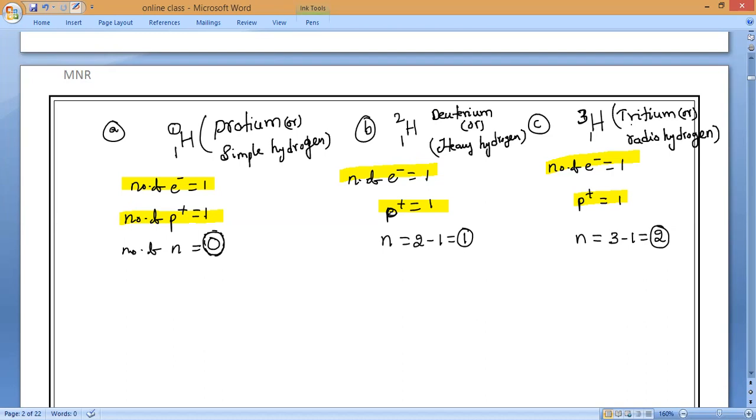Anyone having any doubt? Let me know. Are you clear, guys? Yes, sir. First one, protium, simple hydrogen. So what is the isotope of an element which does not have any neutrons? Simple hydrogen. What is the name called? Protium. That is what you have to remember.